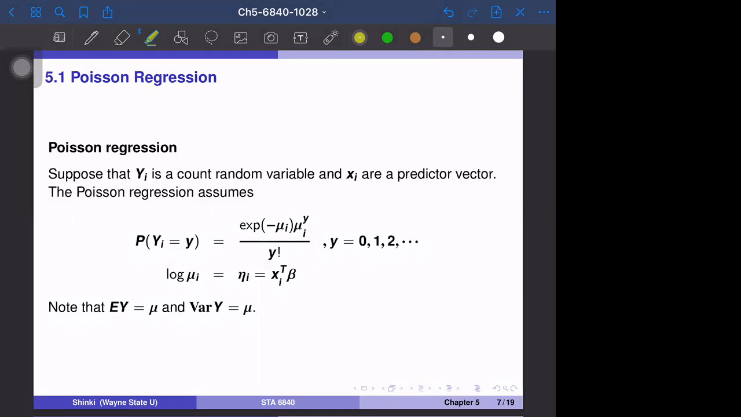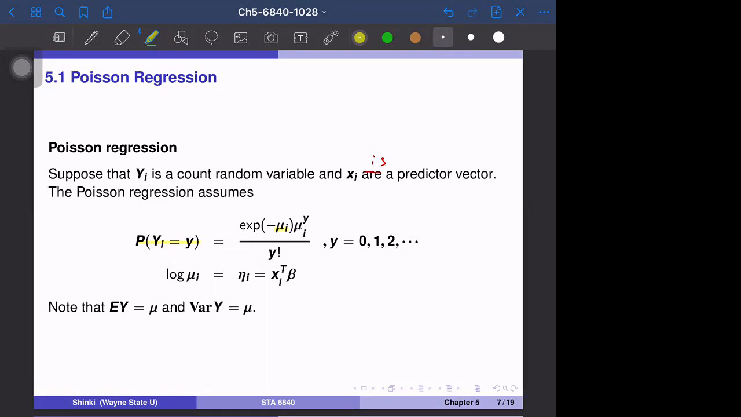Hi, let's continue the Poisson regression. So we now define what the Poisson regression is. Suppose that yi is a count random variable and xi is a predictor vector. Then Poisson regression assumes that y follows a Poisson random variable with parameter mu i. The data points have different predictors, so mu i is different depending on i.